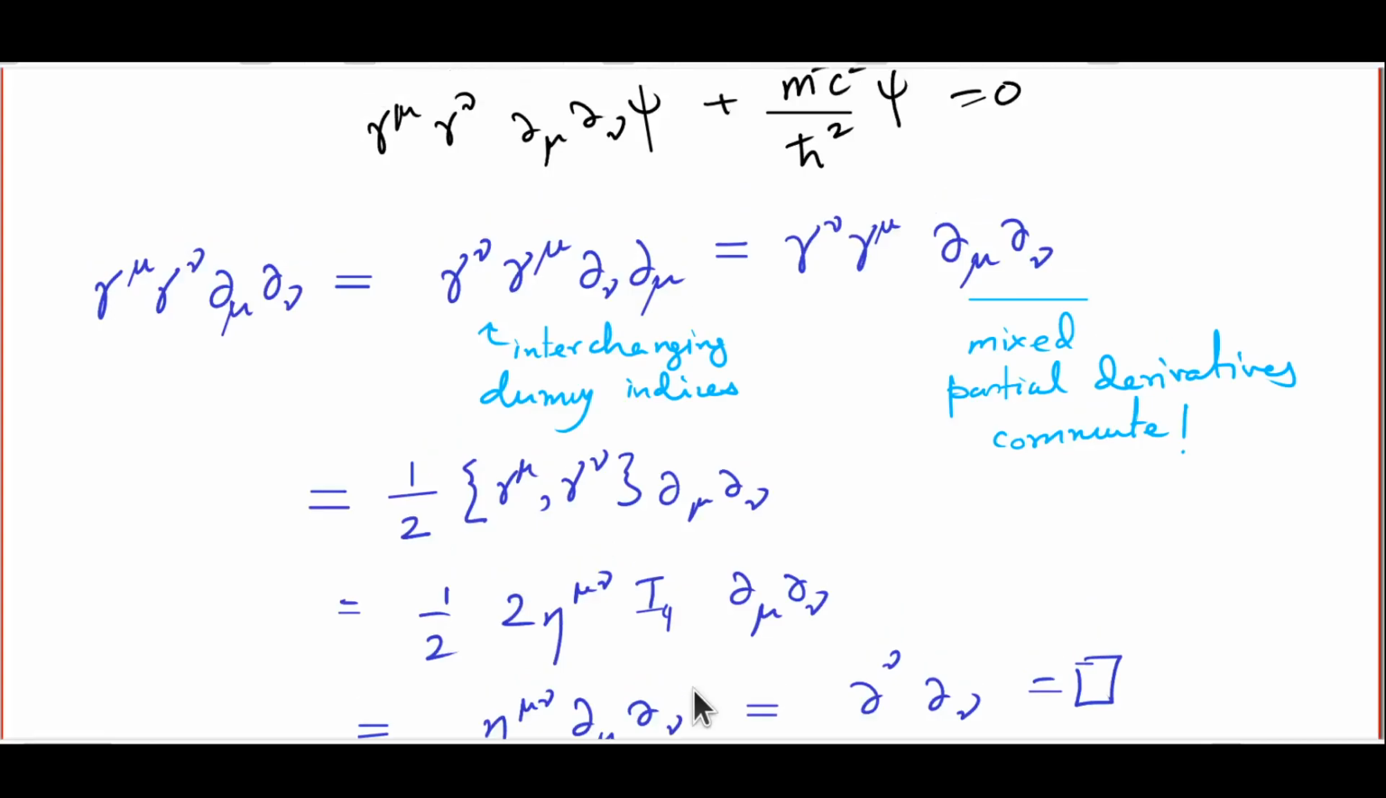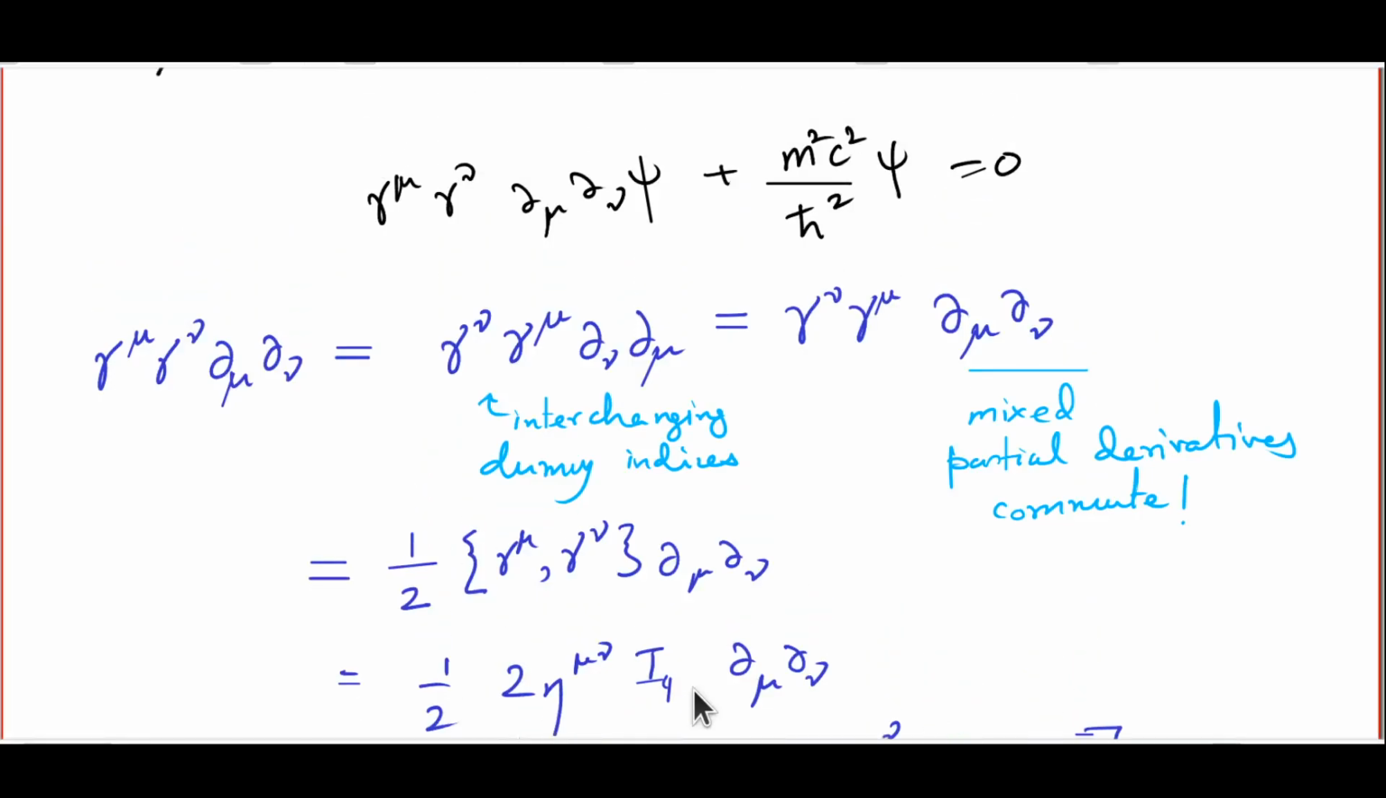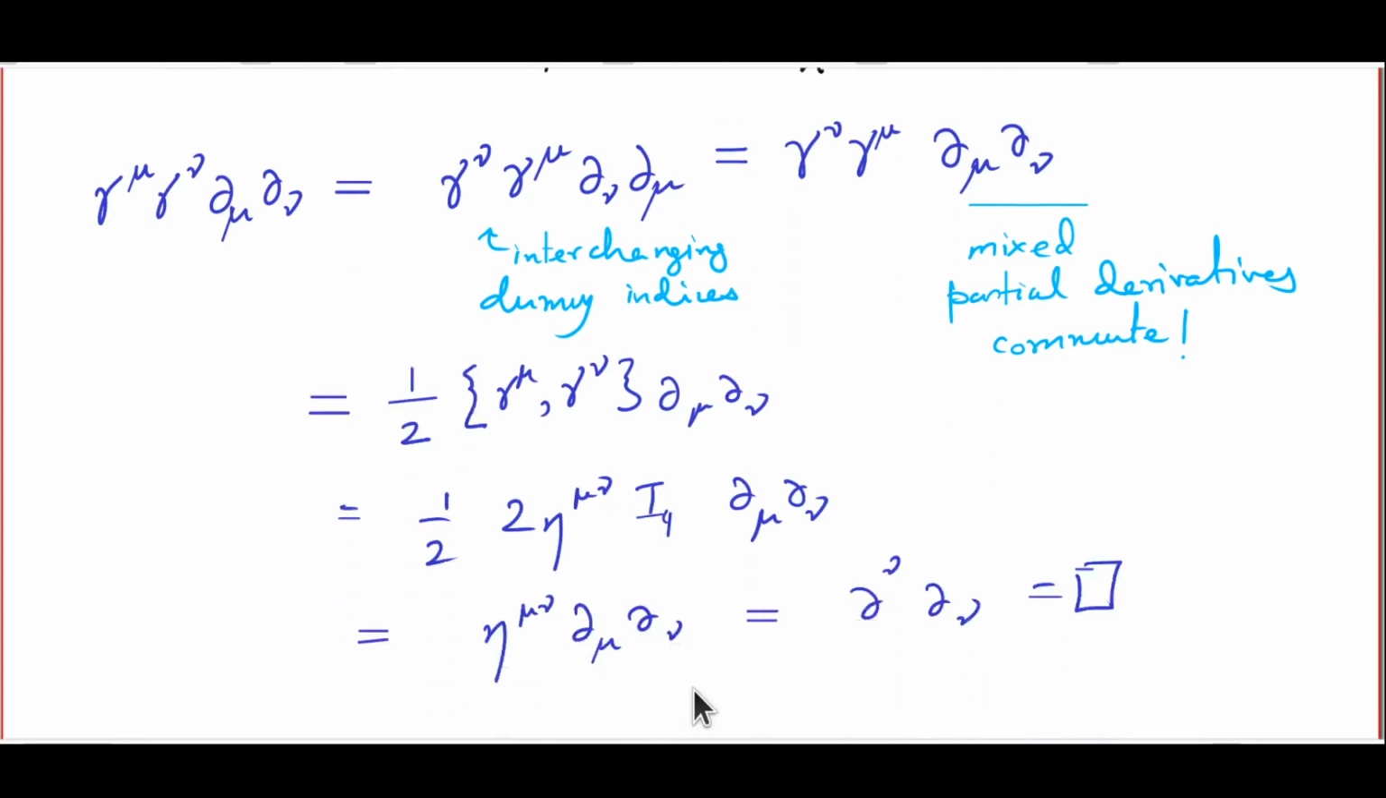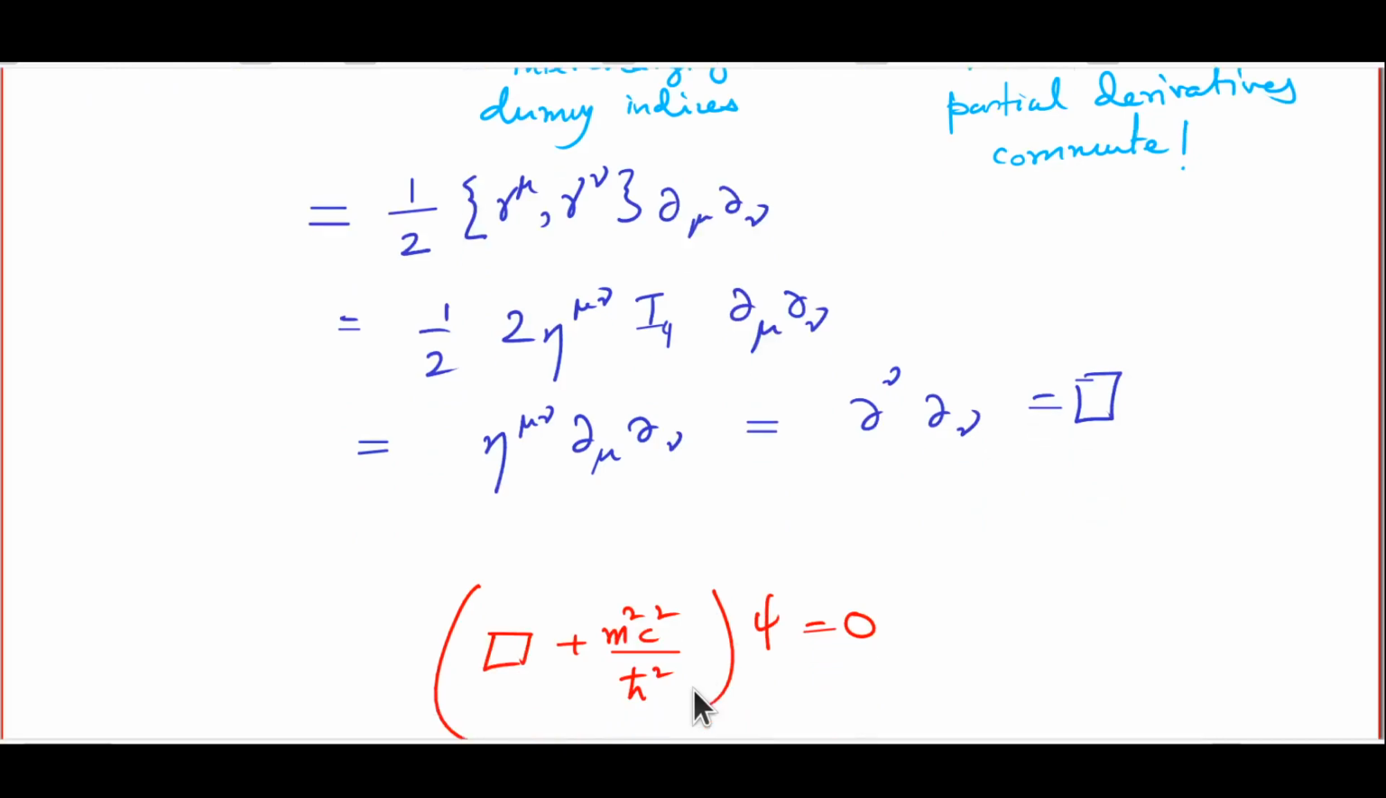So putting all this together, realizing that γ^μ ∂_μ is a D'Alembert operator tells us that the Dirac operator acting twice on ψ equals 0 is essentially the same equation as the Klein-Gordon equation, (□ + m²c²/ħ²) ψ = 0.